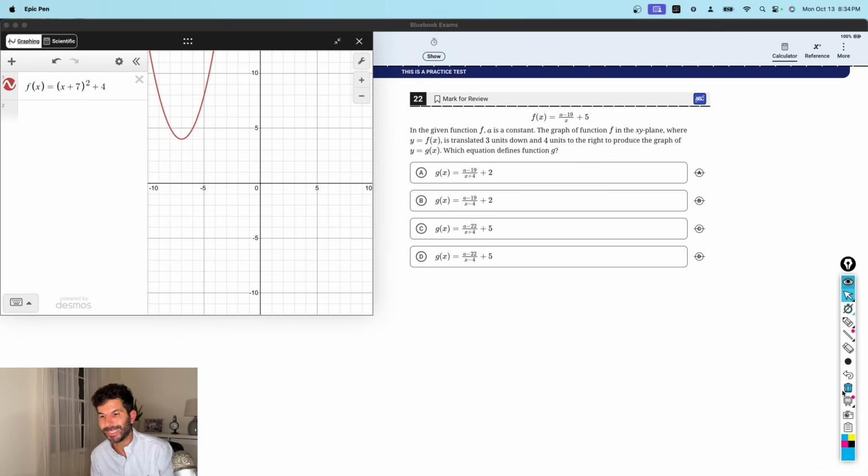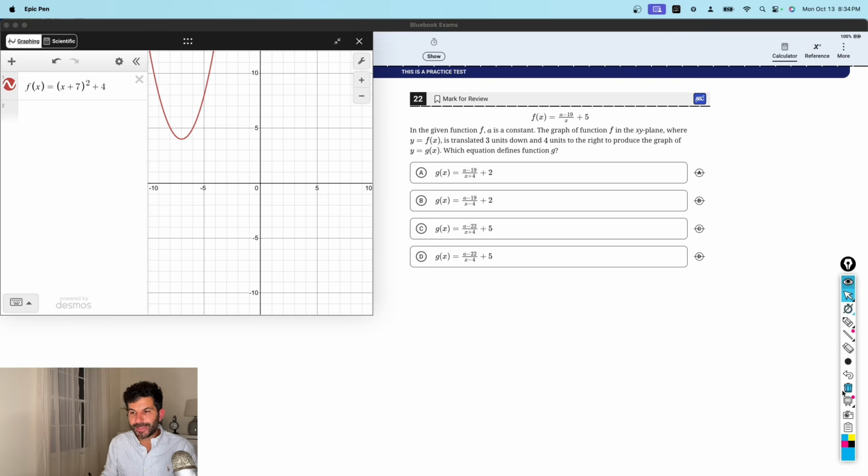22. In the given function f, a is a constant. The graph of function f in the xy plane, where y equals f of x, is translated down 3 units and 4 units to the right to produce the graph of y equals g of x. Which equation defines function g?